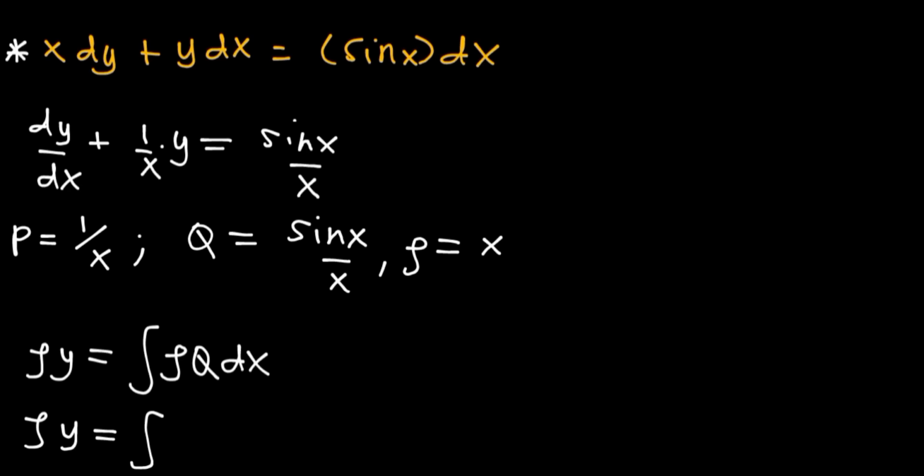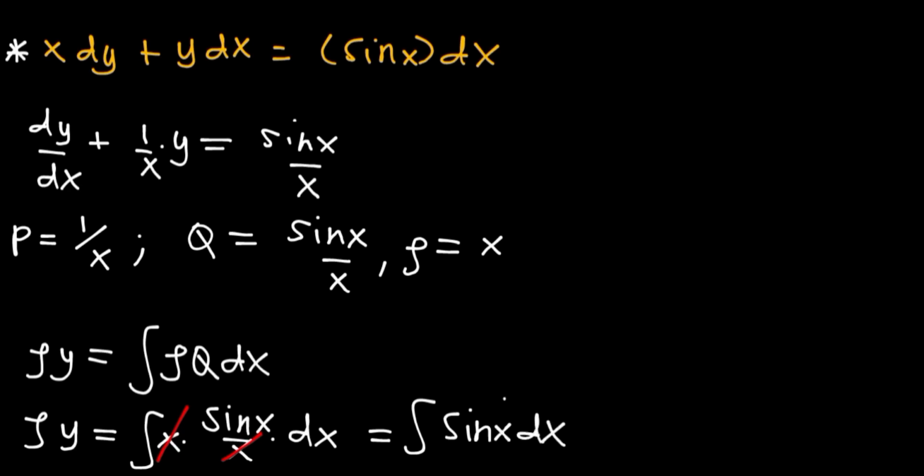So we have rho equal to x, and q equal to sine x divided by x, multiplied by dx. Obviously this cancels these out. So that leaves us with the integral of sine x dx, and this is going to give us a negative cos x. So rho y is equal to negative cos x plus c.